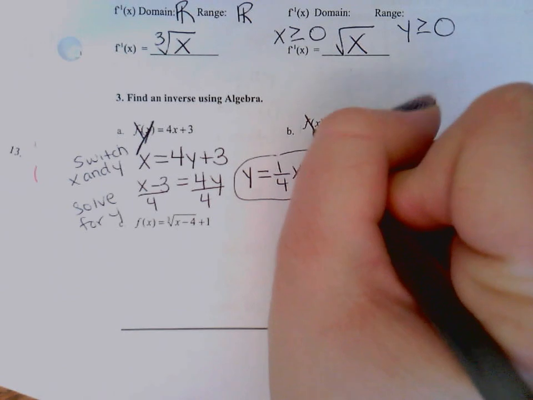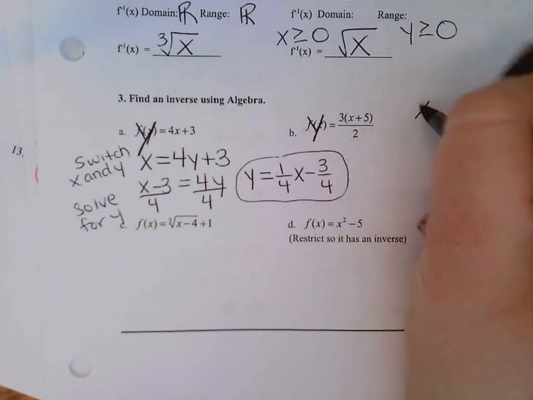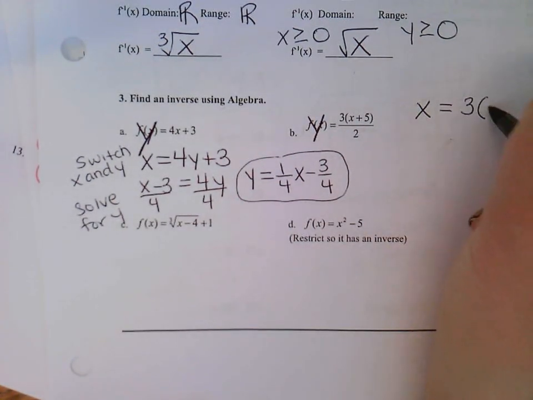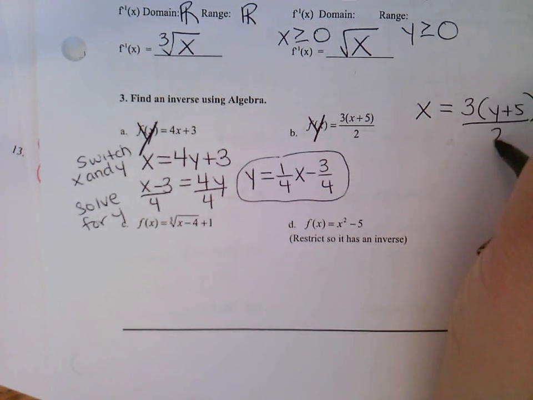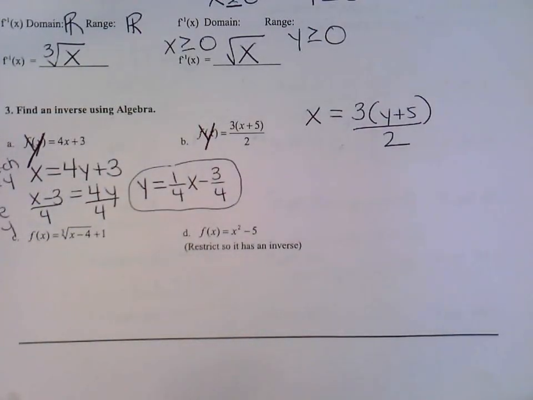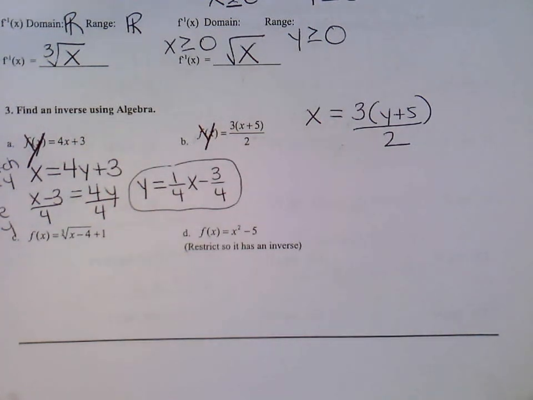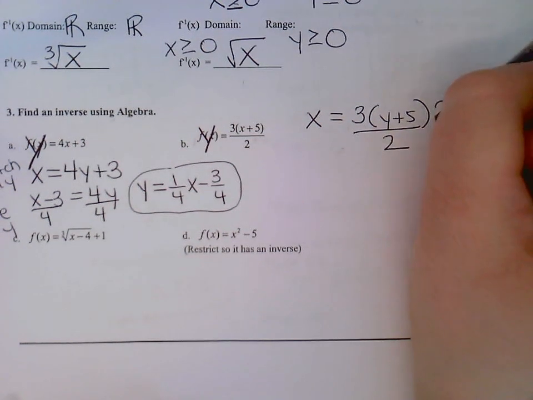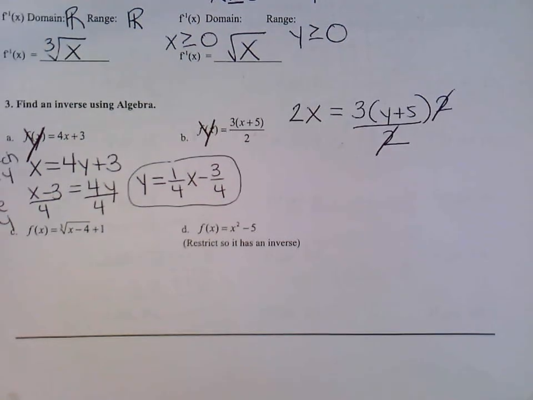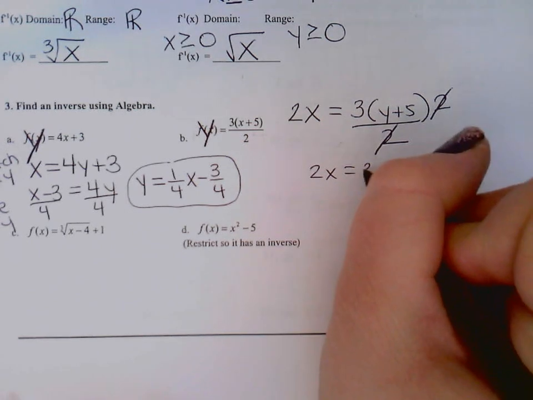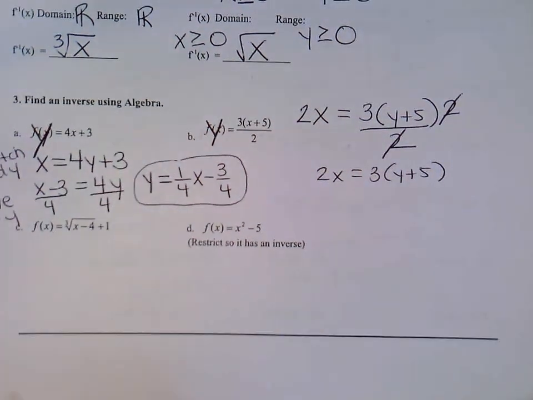So this is y equals, so I'm going to switch: x equals 3 times y plus 5, divided by 2. There's a couple ways you could go here. You could distribute. I don't like distributing. I'd rather take this shortcut. What would be the first thing? I would multiply both sides by 2 to get it out of the denominator if it were me. So I would just take the 2 and multiply it to the other side. So now I have 2x equals 3 times y plus 5.